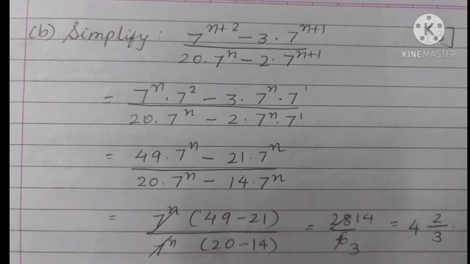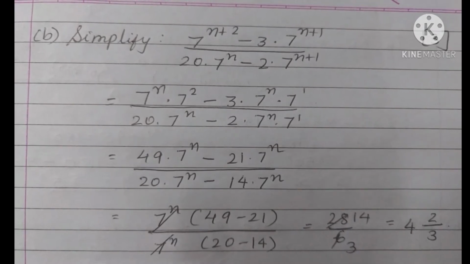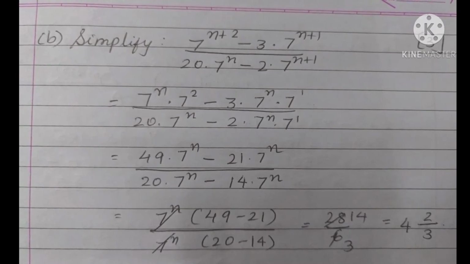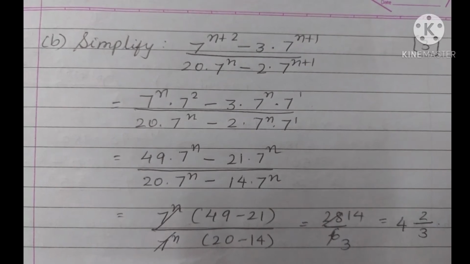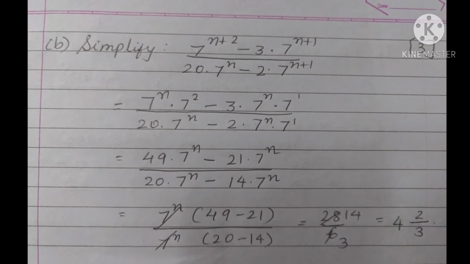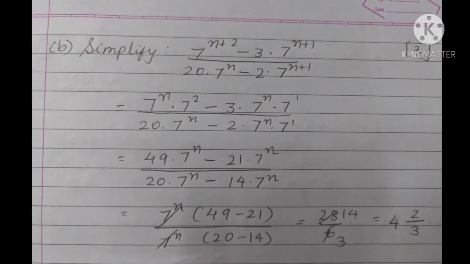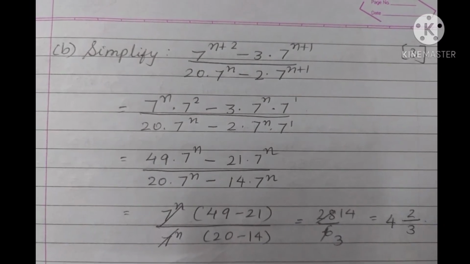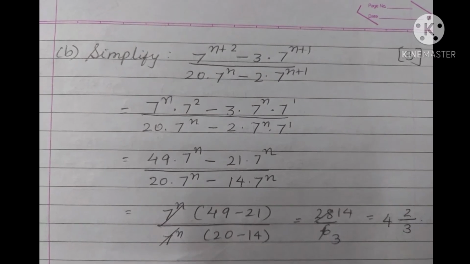As it is n plus 2, we write separately as 7 raised to n into 7 square minus 3 into 7 raised to n into 7 raised to 1, in division, 20 into 7 raised to n minus 2 into 7 raised to n into 7 raised to 1. It means first of all separating all the powers. Now 7 square is 49 into 7 raised to n, minus 7 3s are 21 into 7 raised to n, in division, 20 into 7 raised to n minus 7 2s are 14 into 7 raised to n.